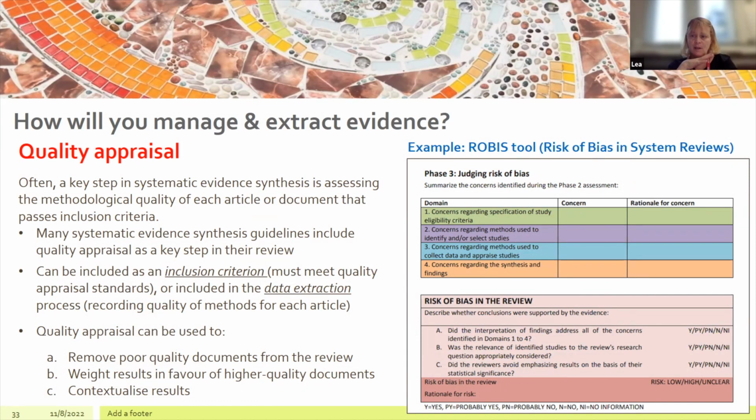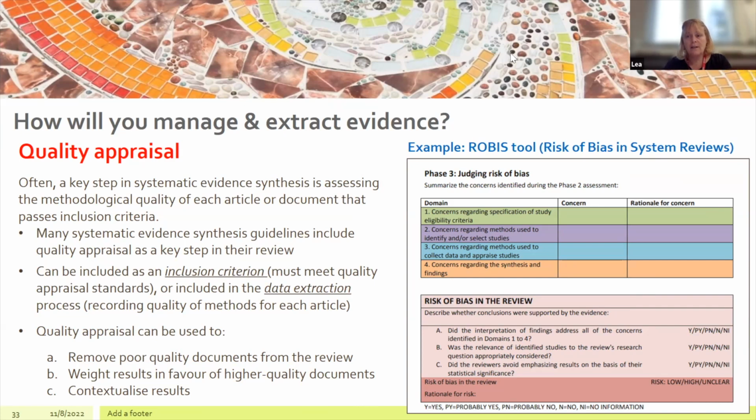So it could either be a criterion at your inclusion and exclusion stage, where any papers that just don't meet a basic level of quality are excluded and booted out of your review, or papers could be rated during the data extraction phase for their methodological rigor. And then that information can be used to contextualize the results. So you might rely more on papers that were of higher quality, or you might say, well, I found this result, but it was only from a couple papers with low quality. So we're a little less sure about that.